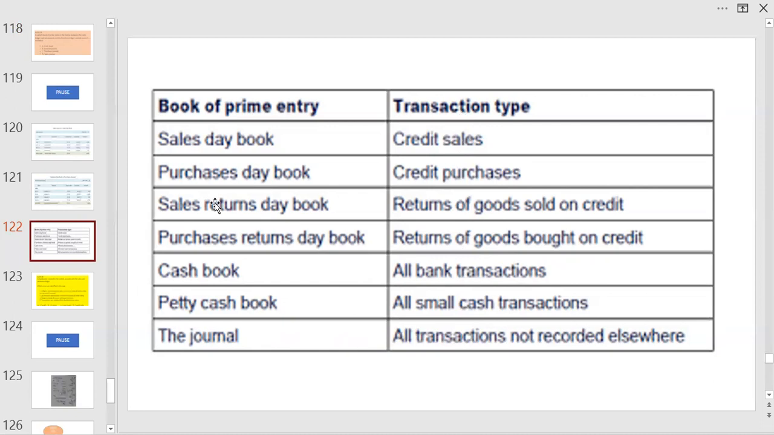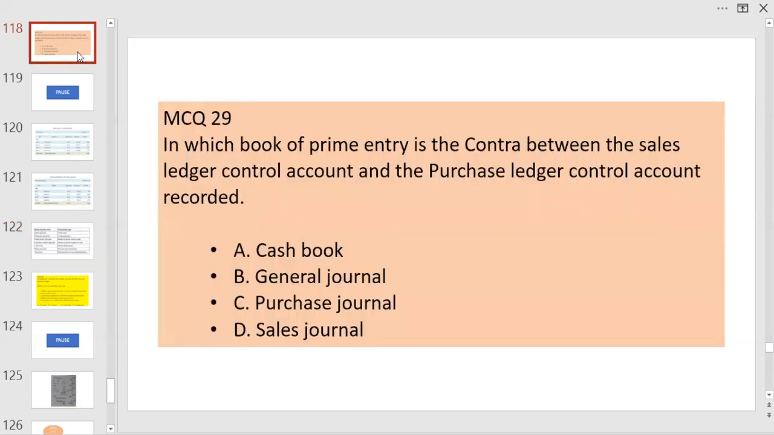Having said that, now if you handle the question here, which says there is a contra between purchase ledger and a general ledger. As we have already explained, it cannot be the cash book because the cash book only takes the cash transactions, purchase only about the credit purchases, sales ledger only about credit sales. So the contra entry between these two will have to be made in the general journal. So that is the correct answer. I hope you all have understood. Now we'll move on to the next question.